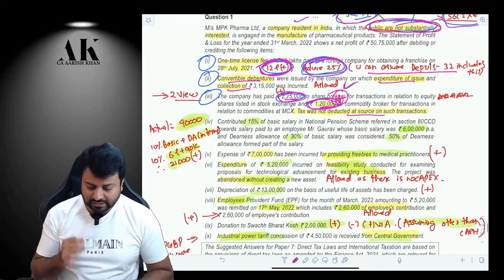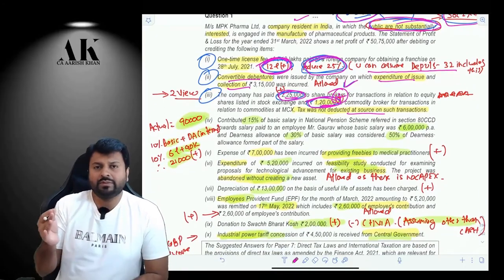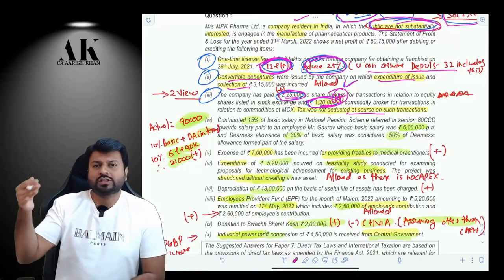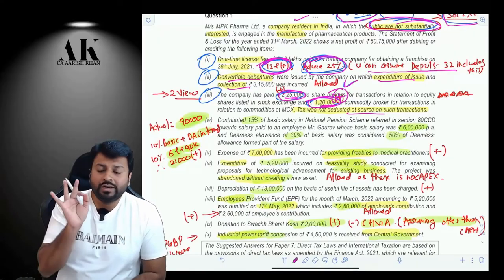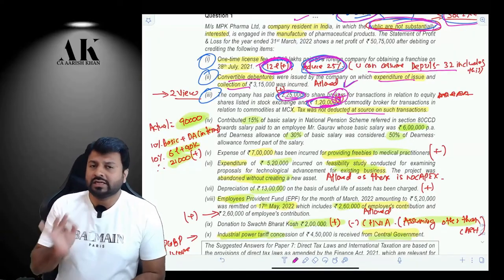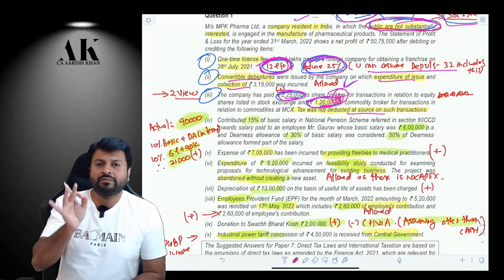Okay, the next question is also a very, very good question. You are making some payment as contribution to an approved pension scheme. How much deduction is allowed to the employer? Only 10% of salary. Salary means which salary? 10% of basic plus DA in terms.